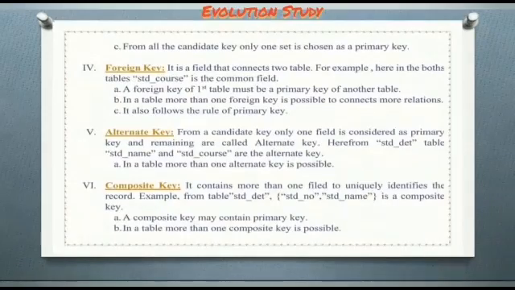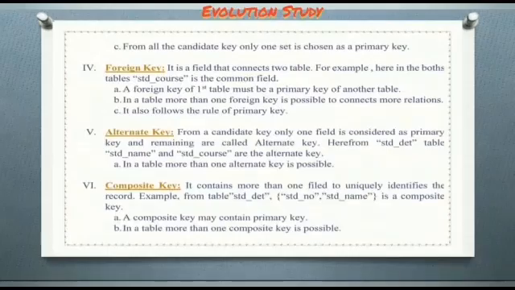Now, foreign key. It is a field that connects the two tables. For example, here in both the tables, std_course is the common field. A foreign key of the first table must be a primary key of the other table. In a table, more than one foreign key is possible to connect more relations. It also follows the rule of the primary key.